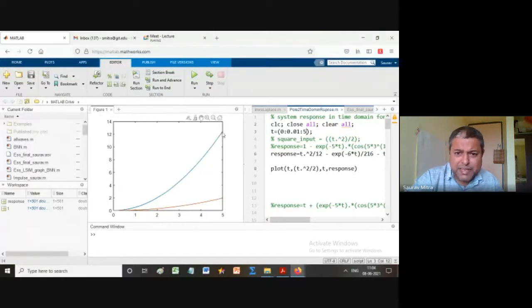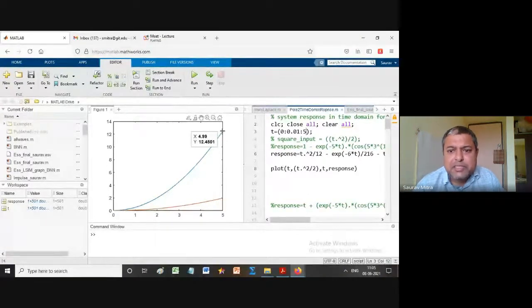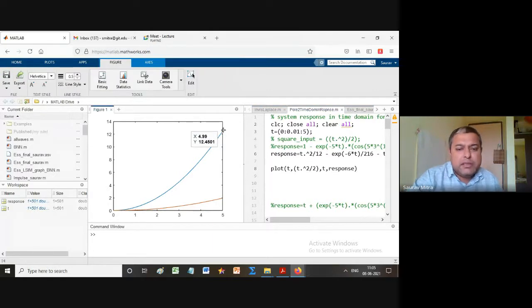So you are finding at 5 how much is the amplitude. It should be 12.5, because 5 into 5 is 25 divided by 2, since it is t square by 2. At 4.99 it is 12.45, and at 5 it will be 12.5. Do you understand t square by 2, guys? So t square by 2 means 5 into 5 is 25 divided by 2, that is 12.5. That is the input.